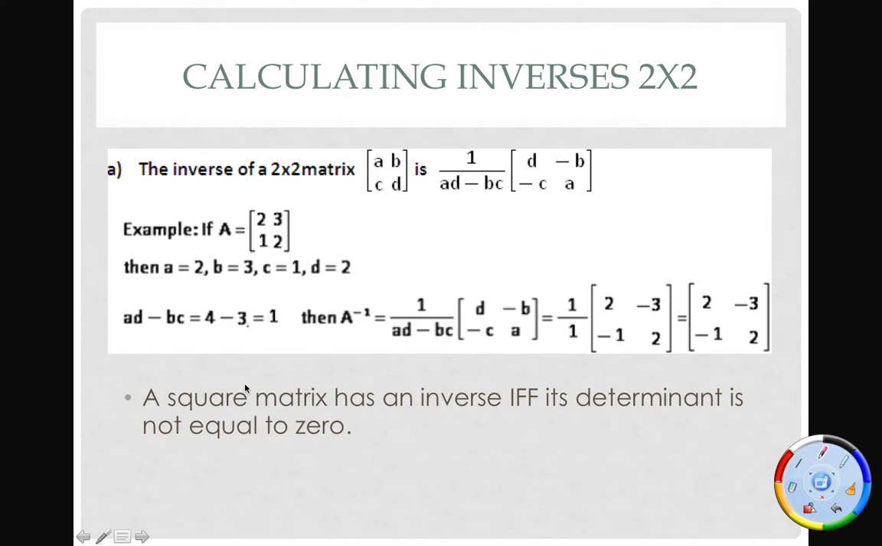I know I said this before, but I'm making sure it's in more than one place in your notes. A square matrix has an inverse only if the determinant is not 0. Notice the determinant here was 1, so it was not a big deal for us.